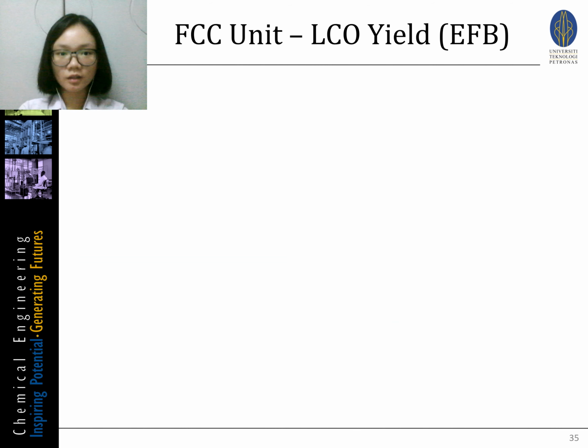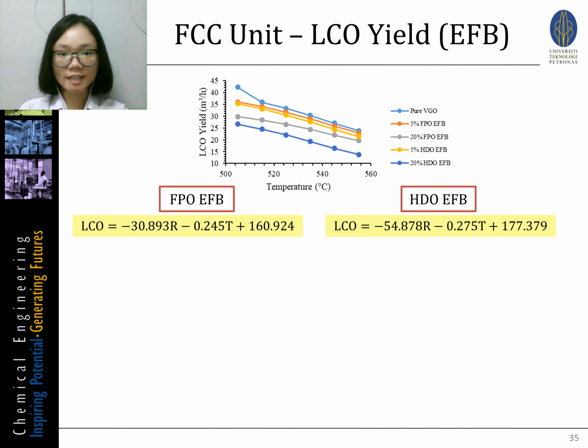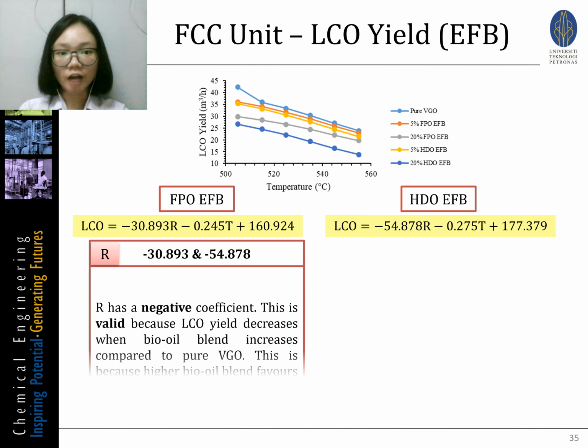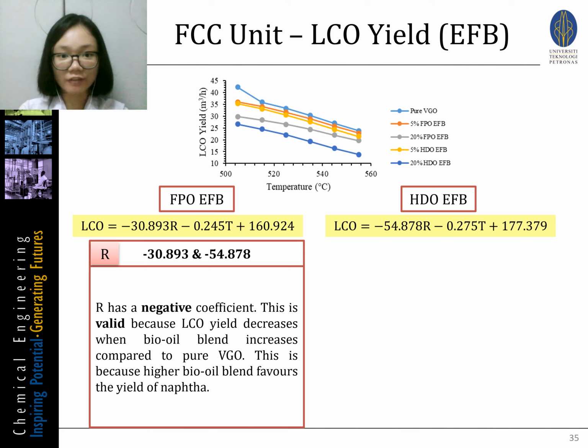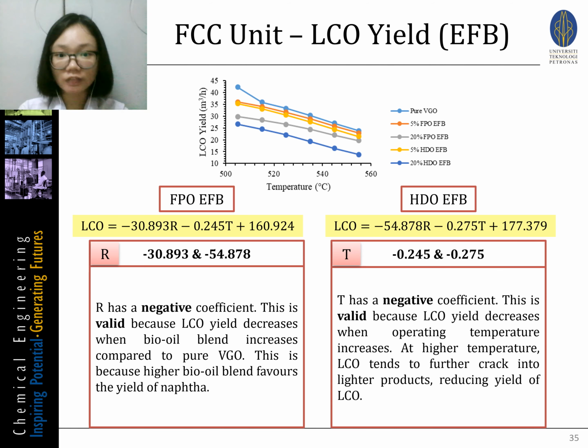Now let's look at the process analysis for these two equations. For the R variable, it is negative and it is valid because a higher boil oil blend disfavors the LCO yield. Next, the T has negative coefficients, meaning that the LCO yield decreases as the operating temperature increases. This is because at higher temperature, LCO tends to further crack into lighter products.